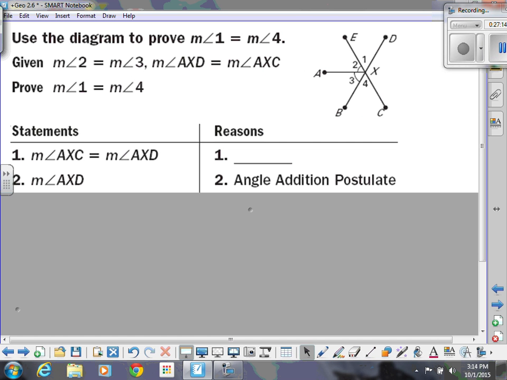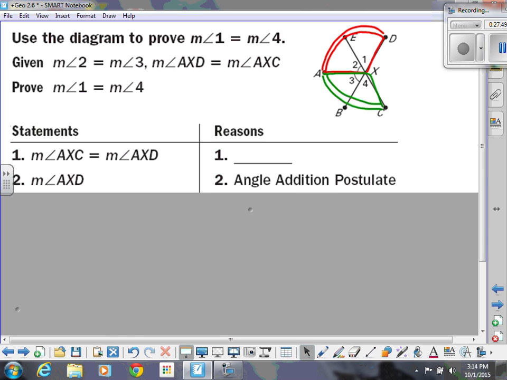All right, so here's another fill-in-the-blank proof. We know in this diagram we're trying to prove that angle 1 is congruent to angle 4. And look at what we're given. The measure of angle 2 equals the measure of angle 3. And the measure of AXD, so you might want to trace that out, AXD, and I like to mark it in my diagram, that way I know for sure what's going on. That one is equal to AXC, so that's that one, okay, that big one.